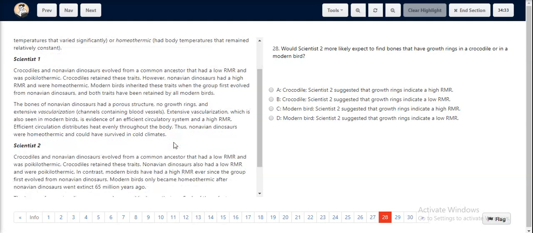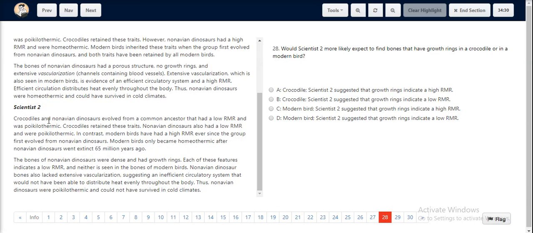For question number 28, we go to scientist 2's explanation. Here, we look at a statement given in the second passage. The bones of non-avian dinosaurs were dense and had growth rings. Each of these features indicates a low RMR and is neither seen in the bones of modern birds.